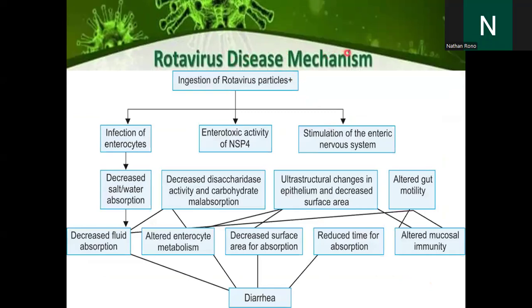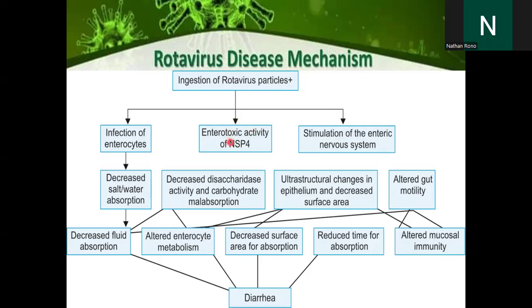Then rotavirus disease mechanism. This is very, very, very important. I want you to pay close attention. So we have ingested the rotavirus particles. They have replicated inside your cells. Now we want to see how they cause disease, okay? Basically, this is the pathophysiology of rotavirus infection. It causes disease in 3 different ways. Number 1, infection of enterocytes, as we had seen. Let me start with these two because they're the easiest.